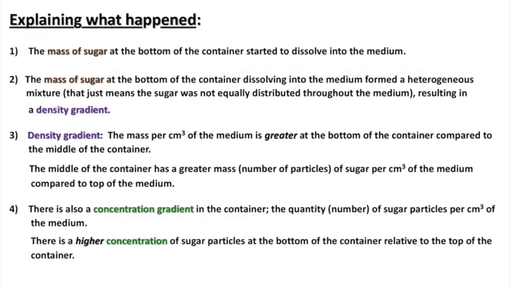Explaining what happened. 1. The mass of sugar at the bottom of the container started to dissolve into the medium. 2. The mass of sugar at the bottom of the container dissolving into the medium formed a heterogeneous mixture. That just means that the sugar was not equally distributed throughout the medium, resulting in a density gradient.